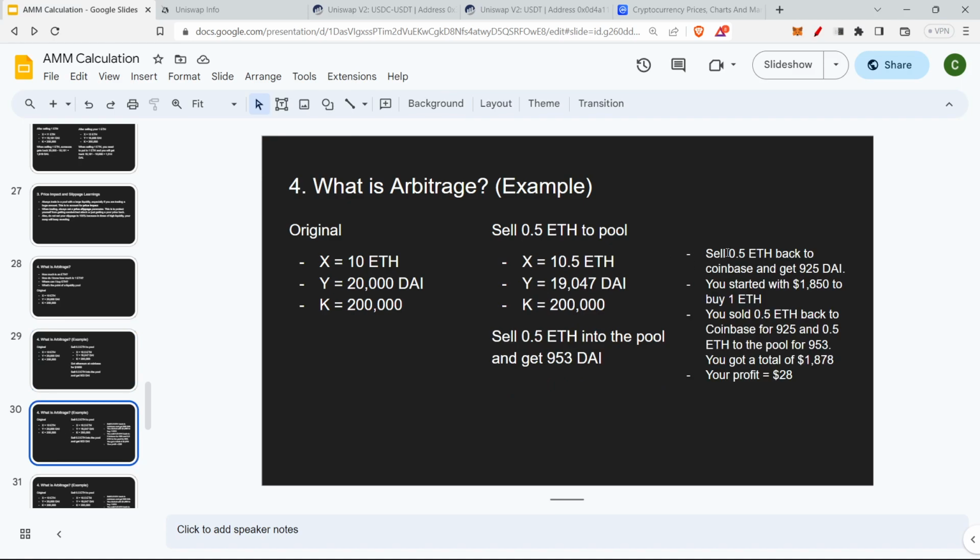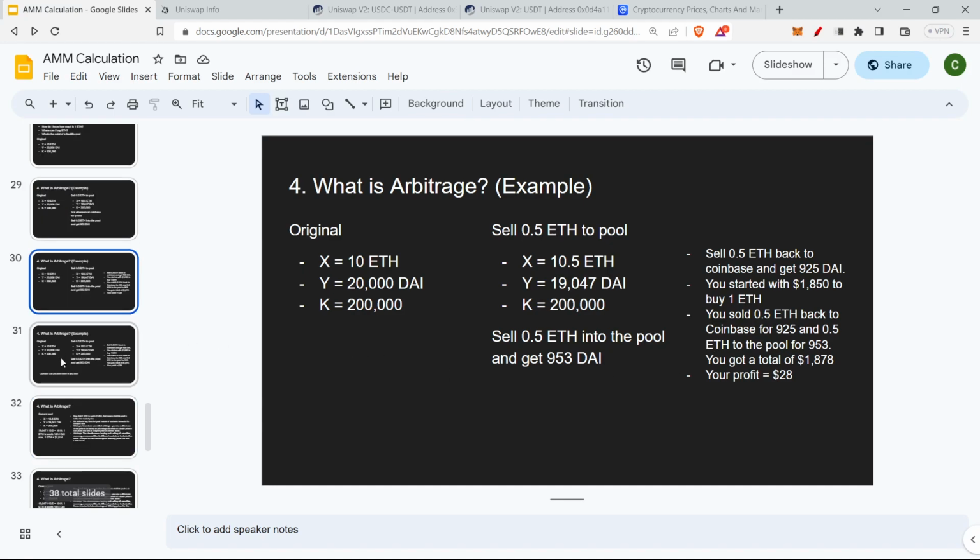Next, you have 0.5 ETH left, and then you sell your 0.5 ETH back to Coinbase, and you get $925. You started with $1,850 to buy 1 ETH. You sold 0.5 ETH back to Coinbase for 925, and 0.5 ETH to the pool for 953. You got a total of 1,878, and then your profit is $28. You started with $1,850 to buy 1 ETH, and then you got $28 as profit.